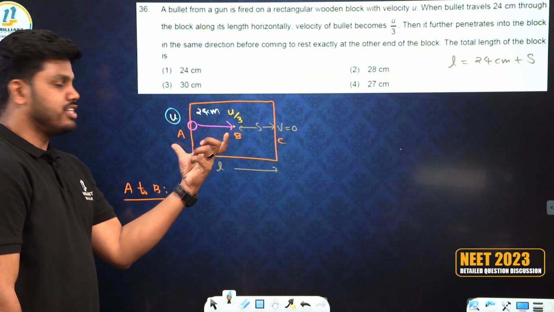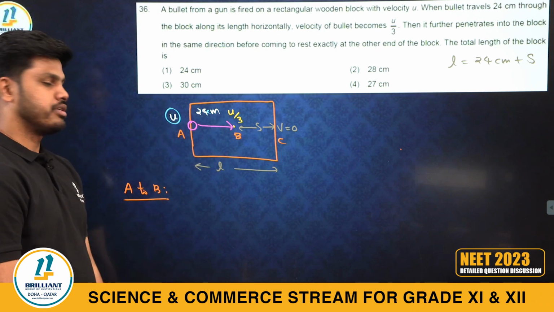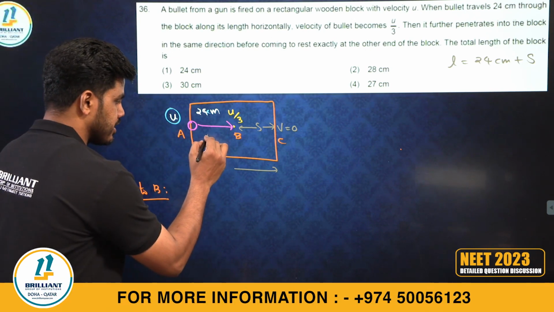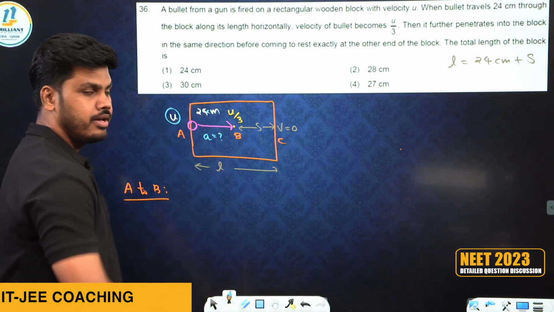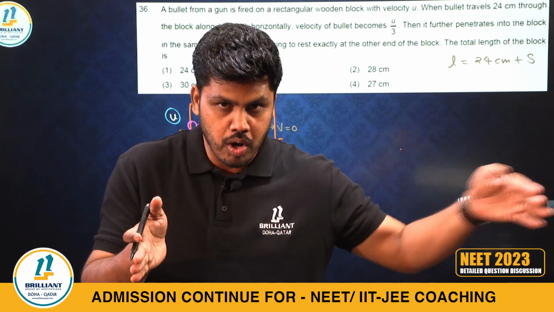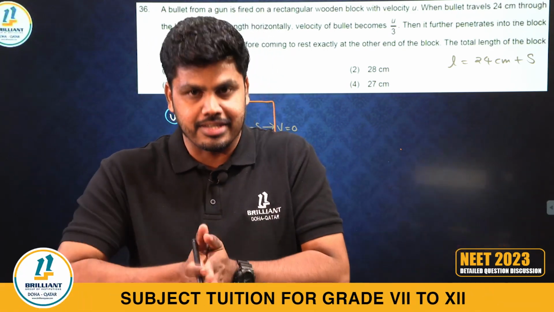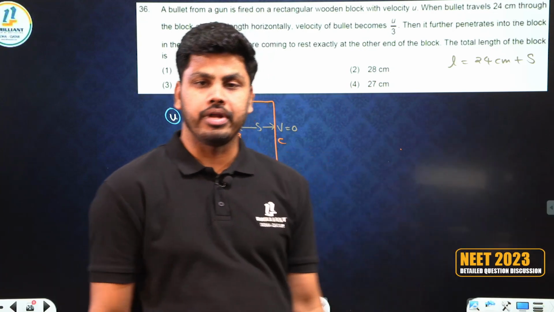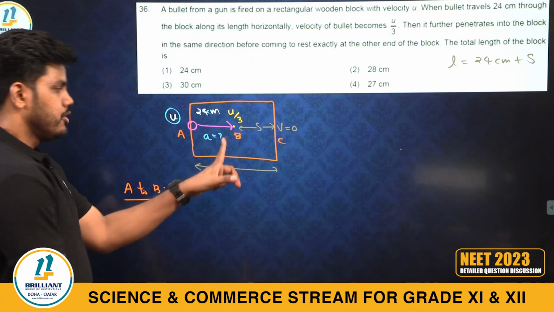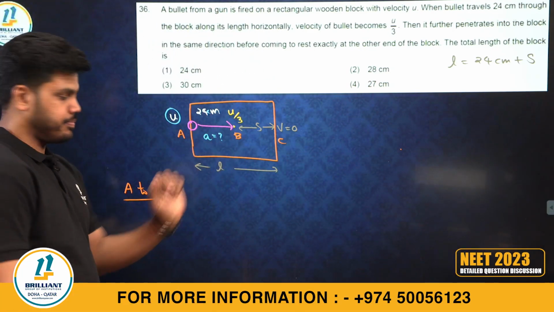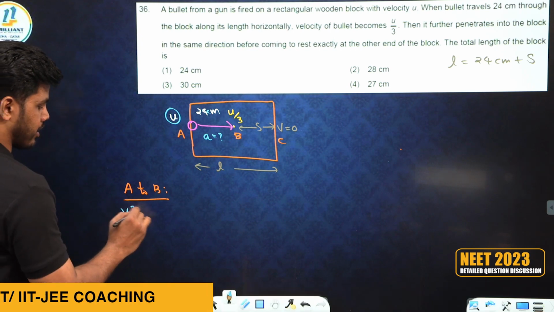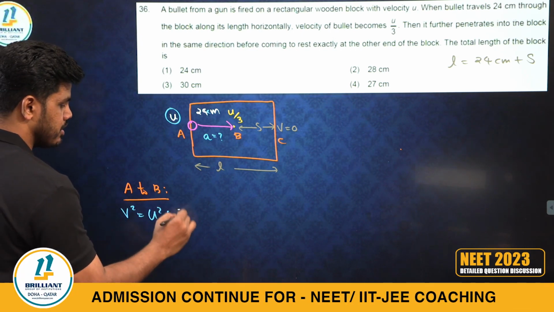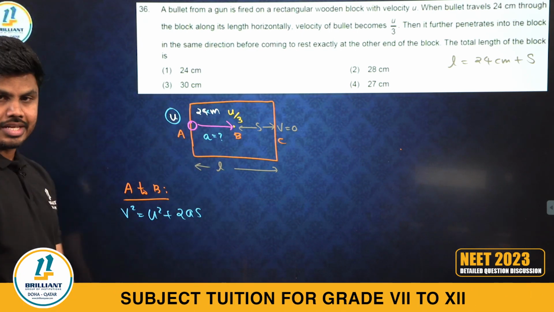Total length distance traveled is 24 centimeter. Can you find out the retardation during this motion? And it is a uniform retardation throughout the motion. The block exerts the same retardation till the body or the bullet comes to rest. So we can find out that retardation from here. We can say from the equation v square is equal to u square plus 2as. This is the equation we can use.